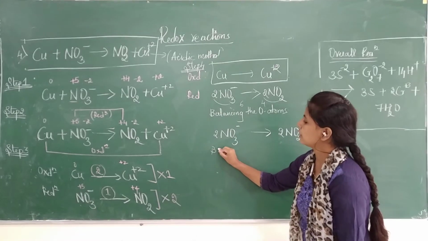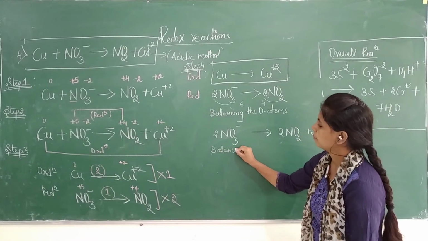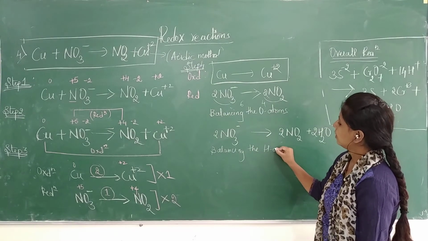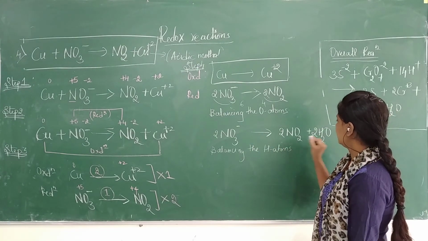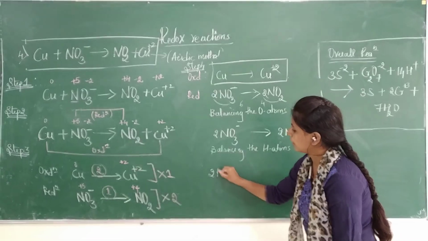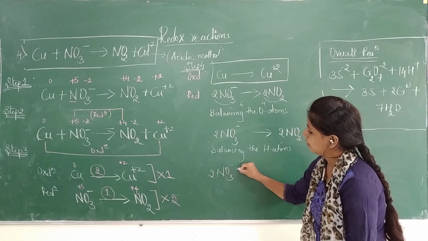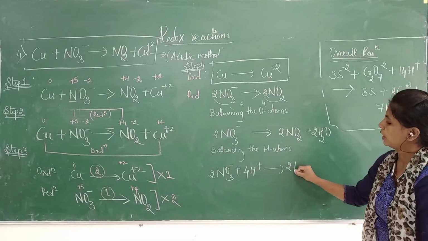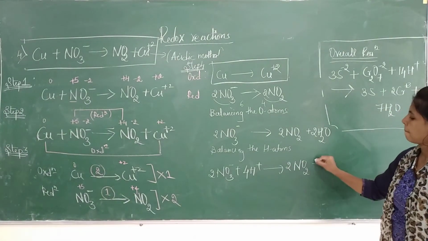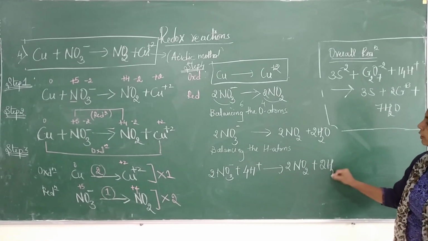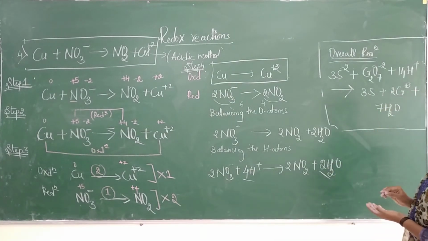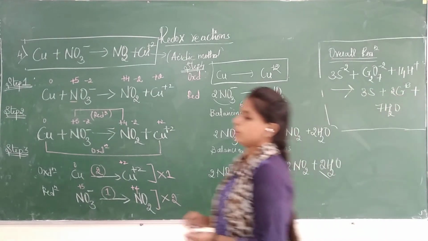Now how are you balancing the hydrogen atom? By adding H plus ions, that is 4H plus. So it is 2NO3 minus plus 4H plus, which gives out 2NO2 plus 2H2O. 4 hydrogen, 4H plus. Clear? So now you need to write the overall reaction.